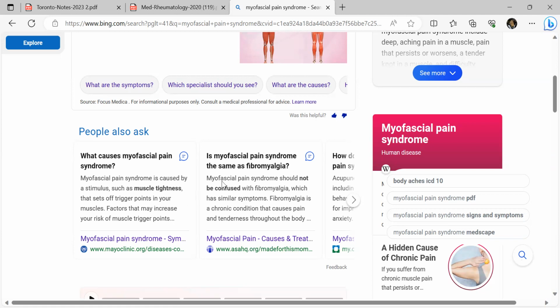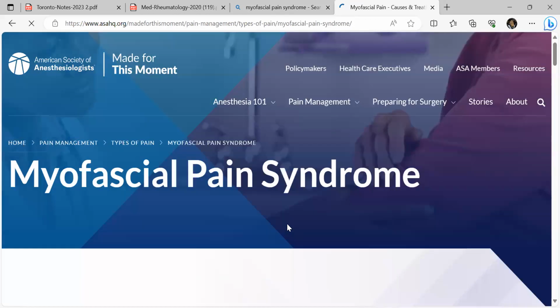Myofascial pain syndrome should not be confused with fibromyalgia, which has similar symptoms. Fibromyalgia is a chronic condition that causes pain and tenderness throughout the body. So it shouldn't be confused.